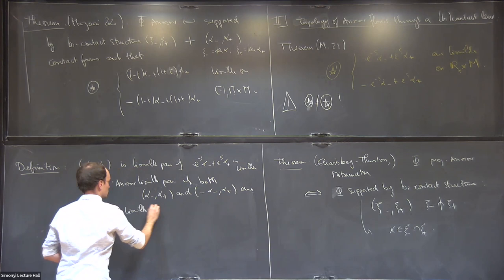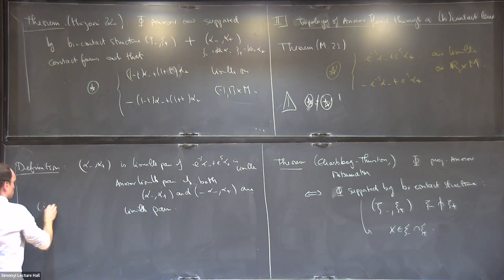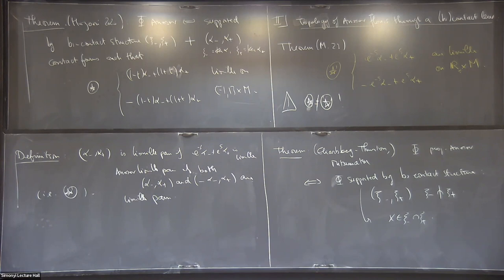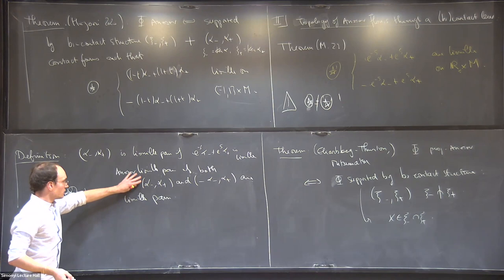So that's exactly my condition star prime. Doing some elementary linear algebra, it's possible to see that this condition here, where I don't impose anything on the underlying contact structures. I'm not assuming that they're transverse, but actually they are.